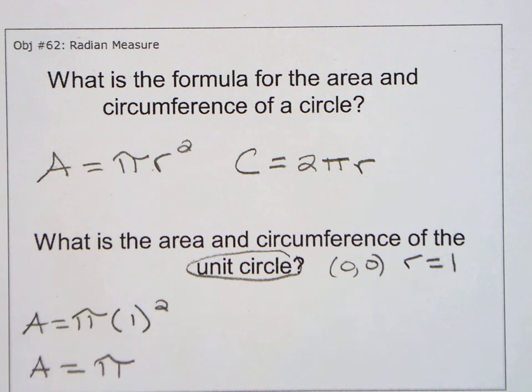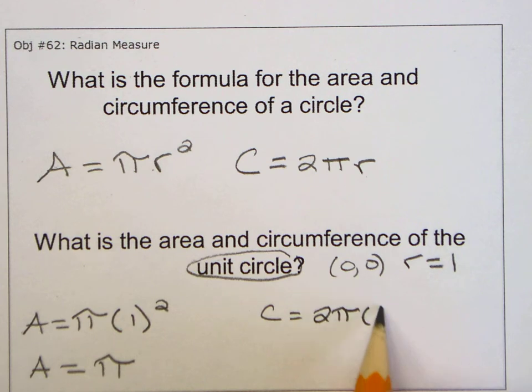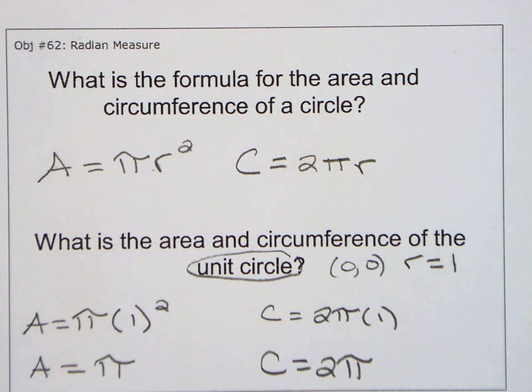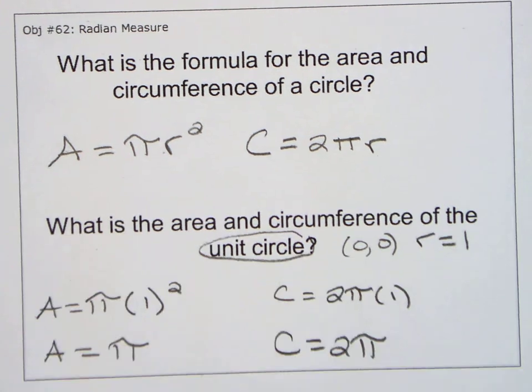We do not use 3.14. We are not in middle school anymore. We're going to use pi. This is an exact answer. We're not rounding. Circumference, 2 pi times 1, so the circumference is 2 pi. Okay? Should be good with that.